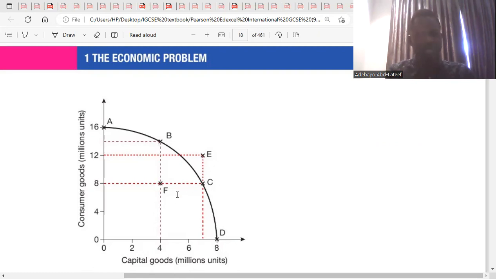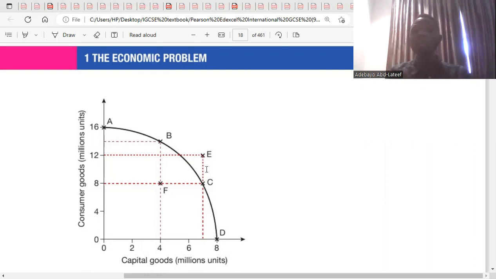Then at point E. Now, before we go to point E, let's go to point C. At point C, 8 million of consumer goods will be produced, and around 7 million of capital goods will be produced. So there's no situation where the economy will be able to produce the same level of output. That is why we call it production possibility curve. I think that is clear.